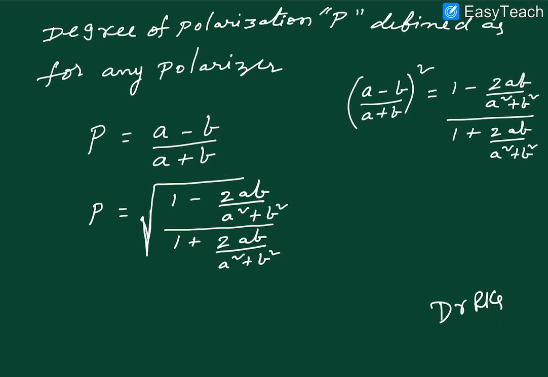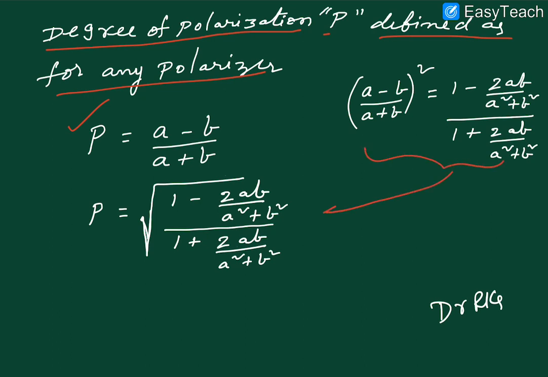So now the degree of polarization P is defined as A minus B by A plus B. A is the fraction which is the parallel component, B is the fraction which is the perpendicular component. That is the definition. Or this A minus B by A plus B can also be expressed, using simple algebra, as P is equal to the root of 1 minus 2AB by A square plus B square, divided by 1 plus 2AB by A square plus B square.